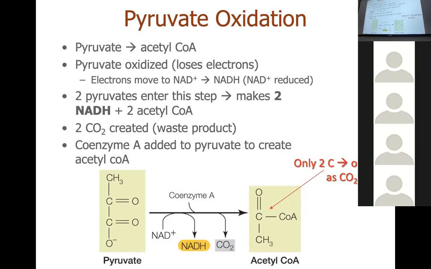So again, this is just 1 molecule of pyruvate. We have 2 of them. So this happens twice for every 1 molecule of glucose. All right, and that's all you really need to know about pyruvate oxidation. We're going into the next step with only 2 carbons.